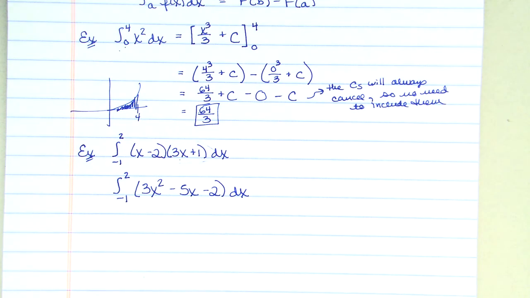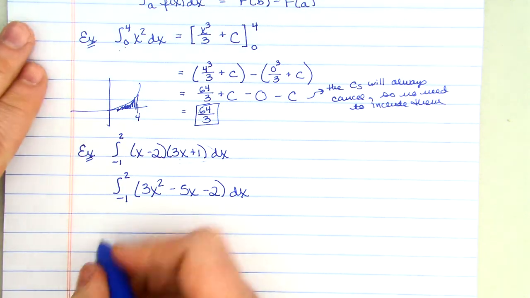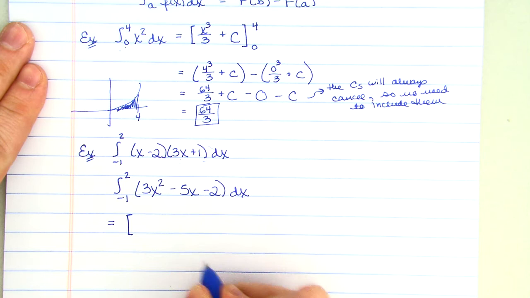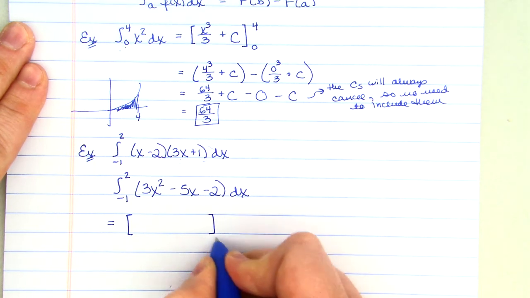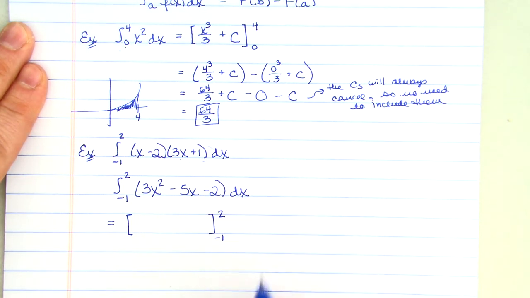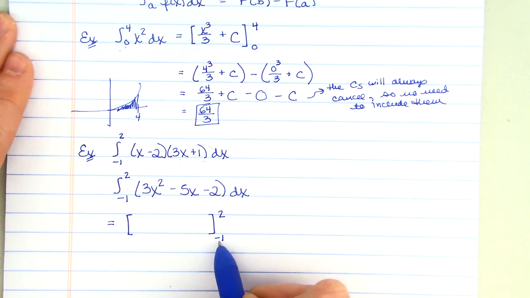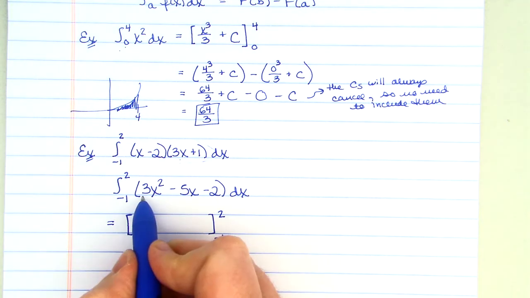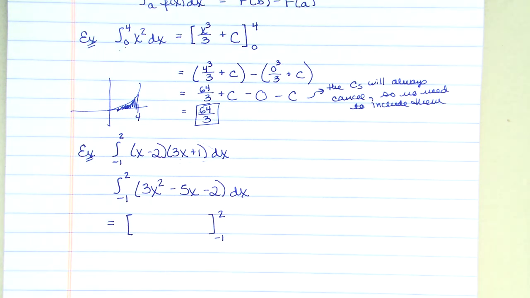Okay, so now it's in a good form. Now we're going to go find the antiderivative. And I'm going to write the antiderivative in brackets. And then at the end, I'm going to put a -1 on the bottom, a 2 on the top, which means I'm going to then plug in 2 minus, I'm going to plug in -1. See if you can find your antiderivative.